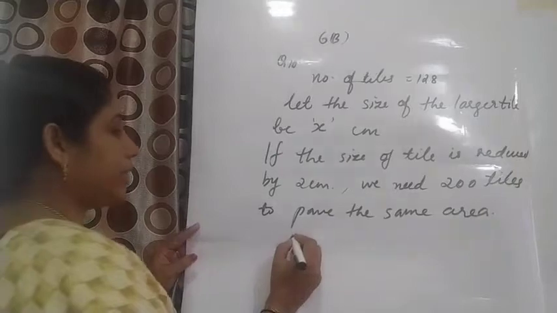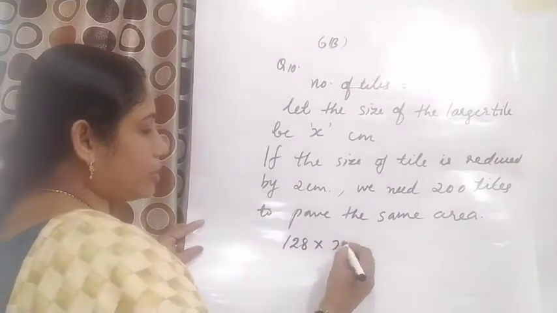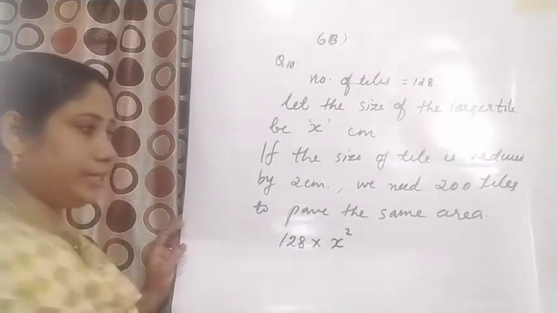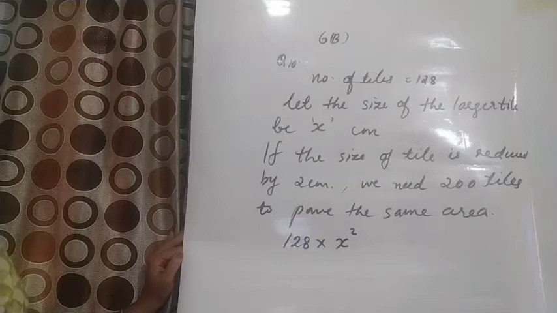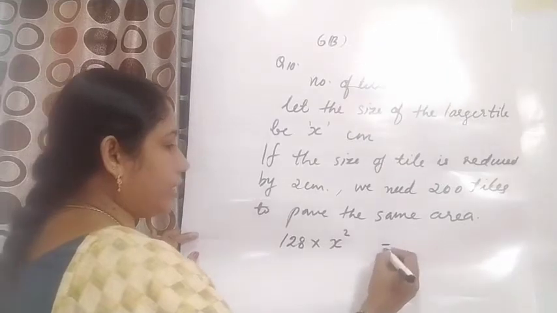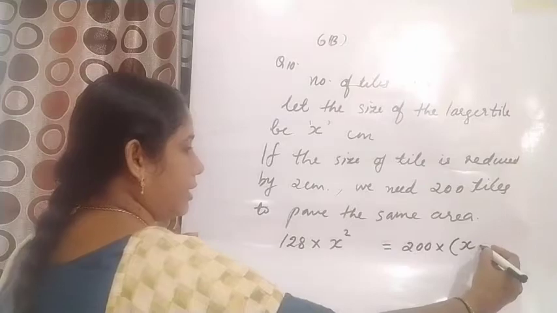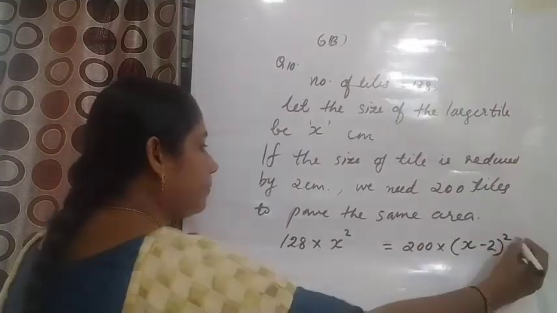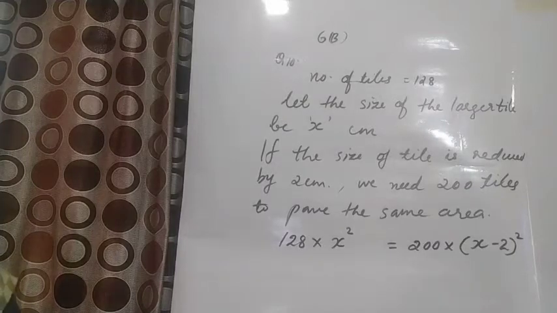So if there are 128 tiles, what is the area of each tile? It's a square tile, that's why area is a square. Here the side is x, that's why x square. 128 into area of each tile gives 200 into area of smaller tile. What is the area of smaller tile? It is 2 centimeter less. So x minus 2 is the side of smaller tile. So x minus 2 square. This is the relation given.